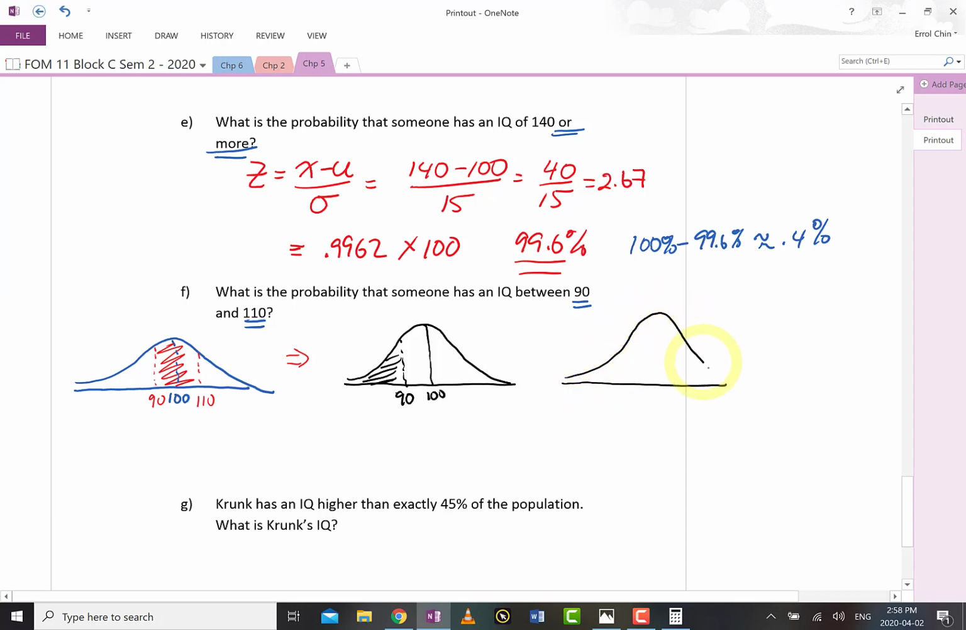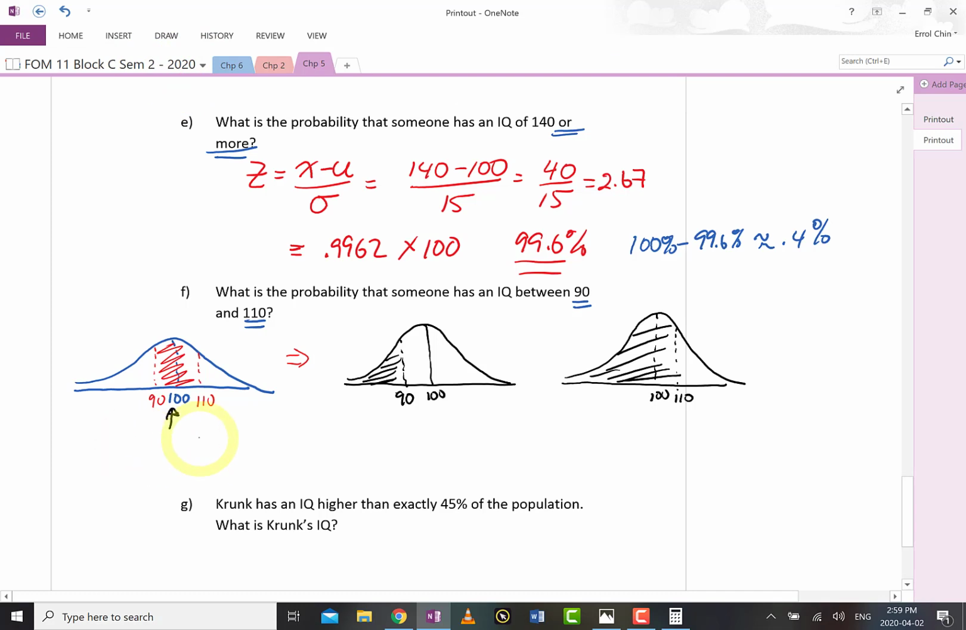We have the normal. The mean is 100. And we're looking for an IQ of 110. But again, in our table, it only gives us the area to the left. So what we're going to do is find the area to the left of this particular problem, subtract the area to the left of this particular problem, and when you do that, you end up getting the area in between. So let's go ahead and do that.